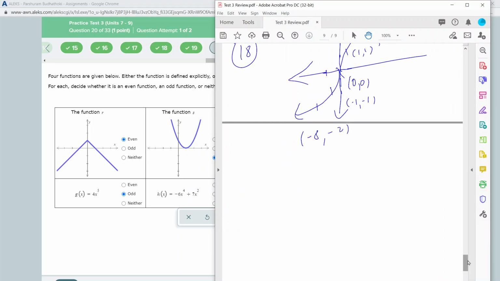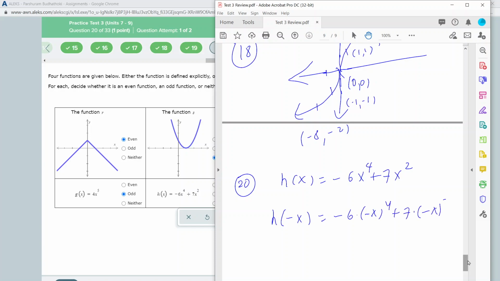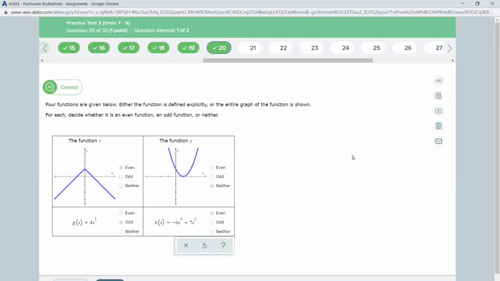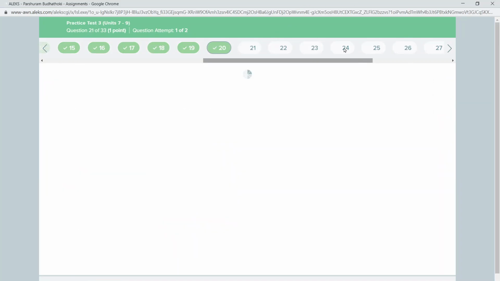So that's problem 20. To find out either the function is even or odd, h of x is given, which is -6x to the power 4 plus 7x squared. I'm going to replace x by -x. Because of this even power, it's going to be again positive. So you can see that eventually it will be -6 times x to the power 4 plus 7 times x squared. Eventually this is the same original function, and that's the definition of being even function. So this is even function. You can do exactly the same thing for this g of x, but it was so trivial that's why I did not do that, but you have to do it to check. So now if you just submit it, it's the correct answer. Let's go to the next problem, problem 21.